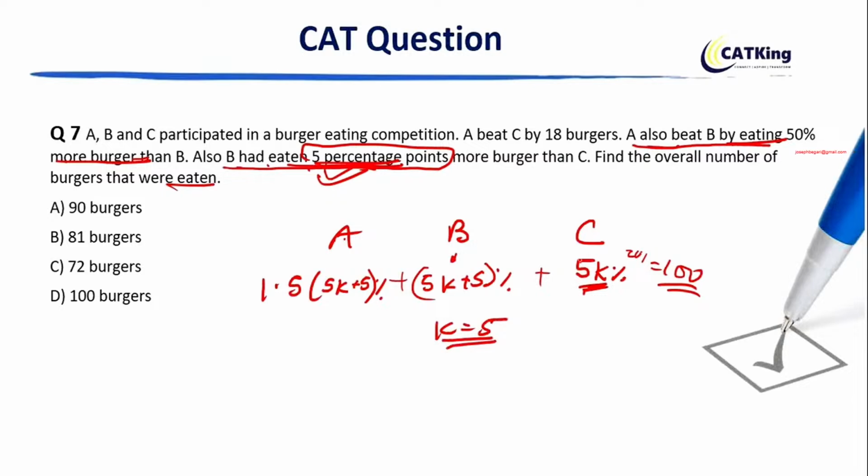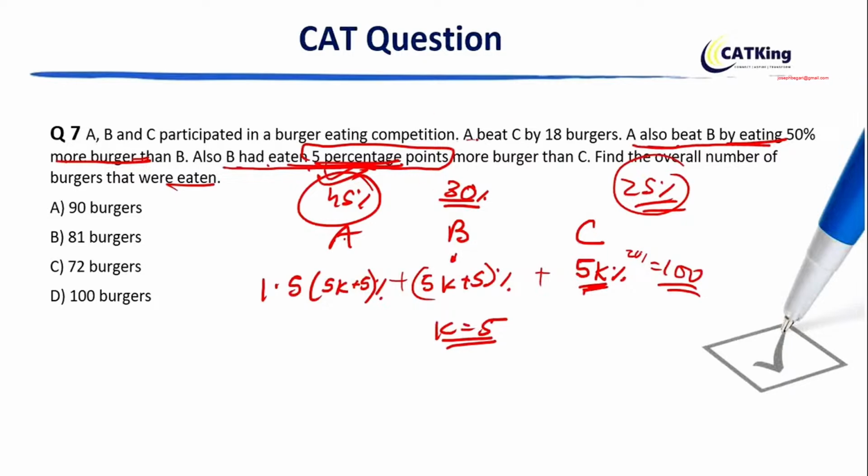So if k is 5, which means this is 25%. C has eaten 25% of the burgers. B has eaten 20% of the burgers. And A has eaten 45% of the burgers. Correct? This is the simple meaning of this. Okay. Now, find the overall number of burgers that were eaten. Fine. I have to find the overall number of burgers.